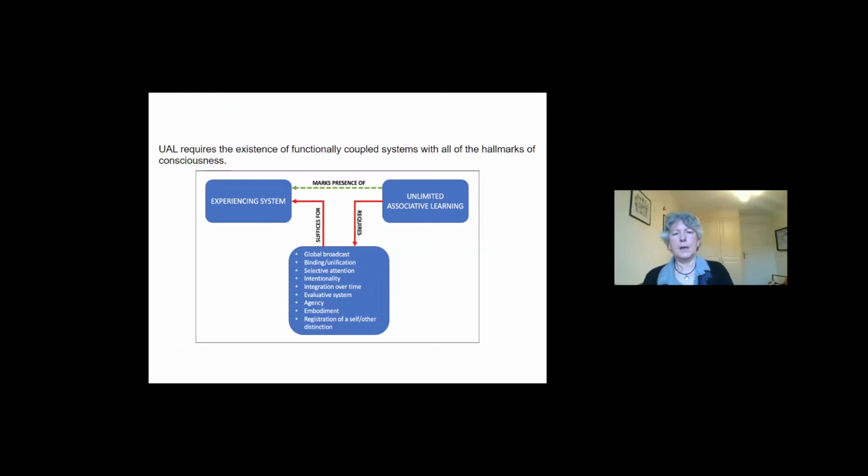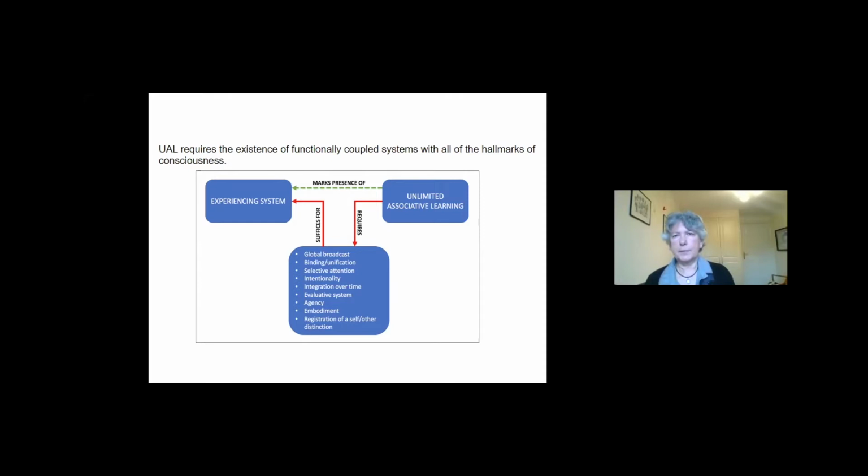Now, here is the basic logic of the argument. We have the list of capacities at the bottom, and this list of capacities is sufficient for the description of a system as subjectively experiencing, a minimally conscious system. And we have this unlimited associative learning I described earlier, which in order for it to exist, this whole list has to be in place. All these capacities have to be in place. So it's very, very difficult to describe.